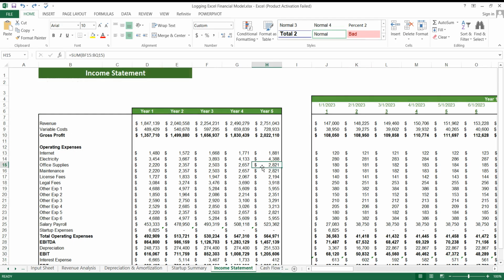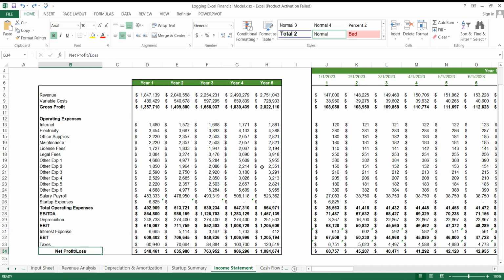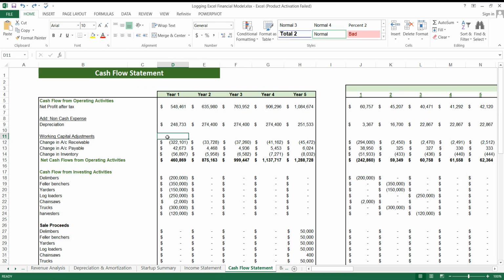Next, we have the income statement. We have prepared both monthly and yearly income statements for 5 years. We start by calculating the gross profit, then we move on to calculating the operating profit, then the profit after taxes, and finally the net profit. 5 years. Next, we have the cash flow statement.